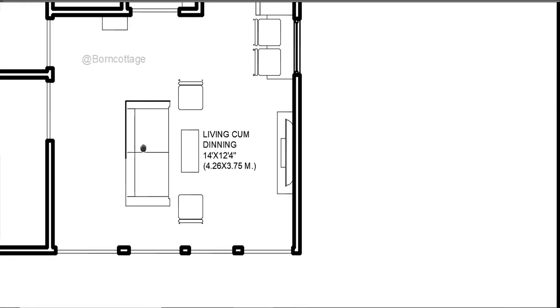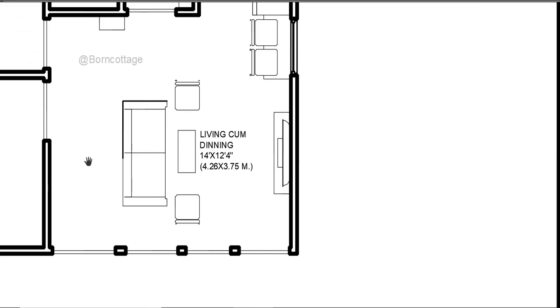So we have a living cum dining area. The size of this area is 14 feet into 12 feet 4 inches, in meter 4.26 into 3.75 meter. You can see here the sofa arrangement, chair arrangement and also a TV unit on the front wall. And we have a tea table here and dining counter with 2 chairs and a large size window for ventilation and light purpose of this area.